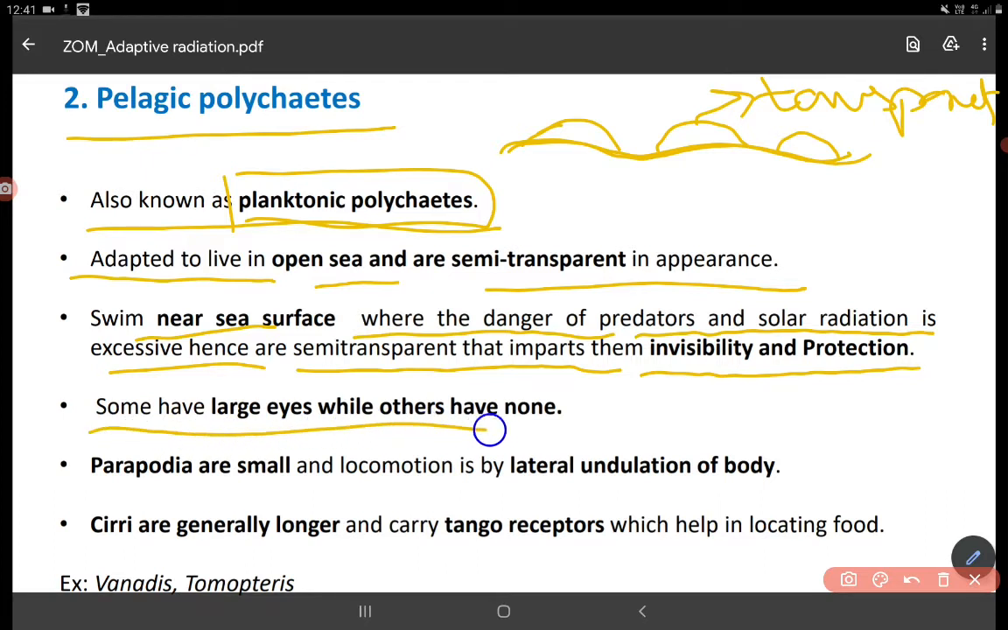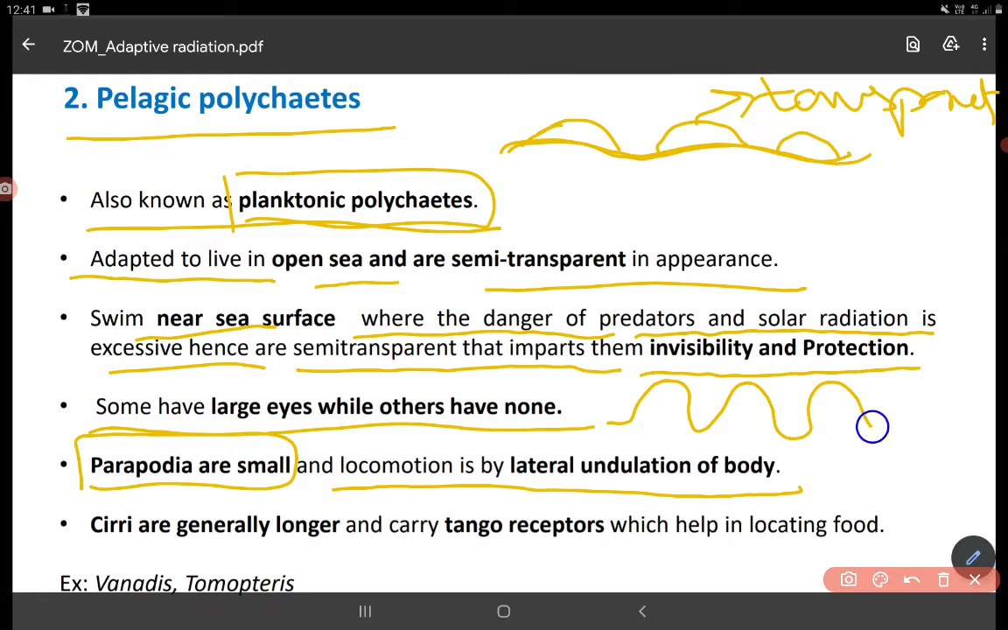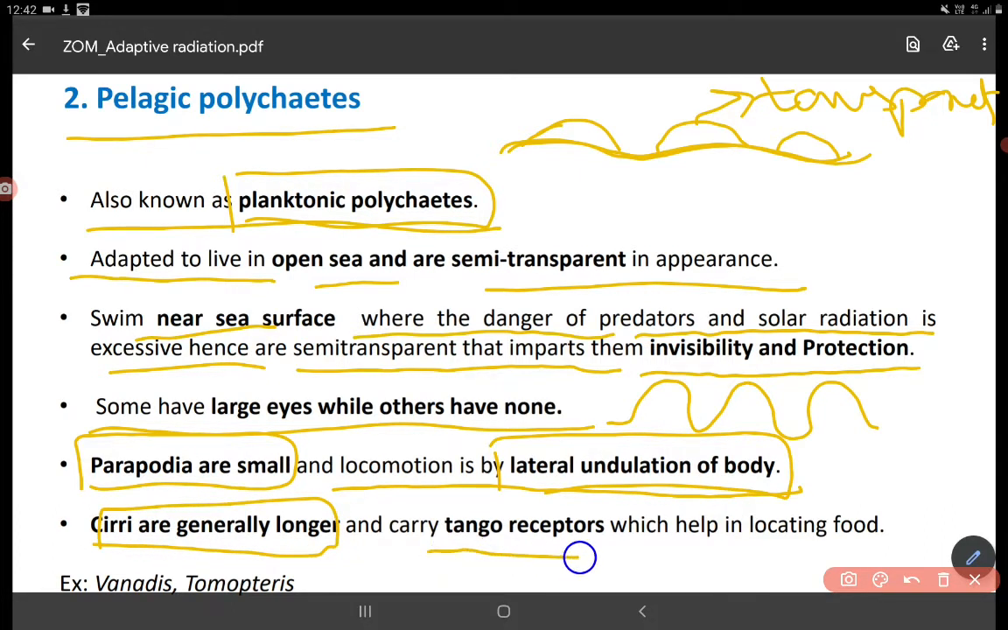Some have large eyes while others have none. Parapodia are small, and locomotion is by lateral undulation of the body. Lateral undulation means they move in a wavy manner. Cirri are generally longer and carry tango receptors.